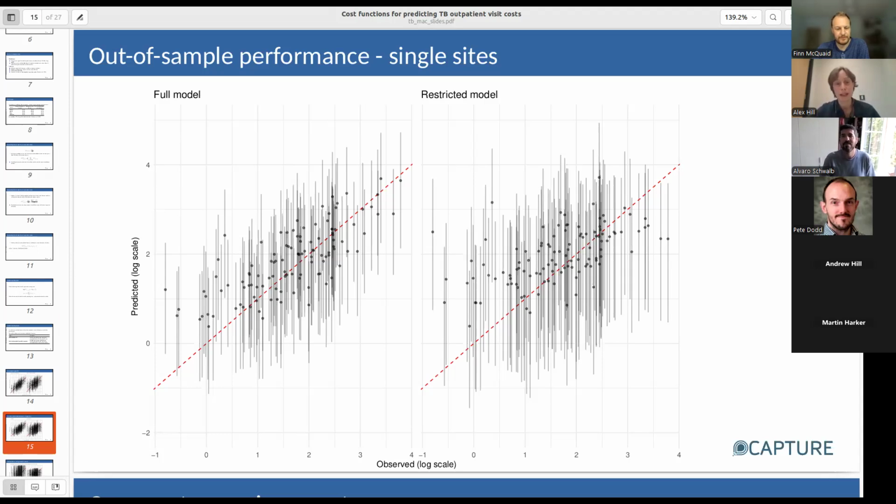It would be amazing if another country did a similar study using the Valley TB costing tool. And then we could add to the data set. I mean, that would be the ideal. Yeah. Nice. Thank you. Thanks.